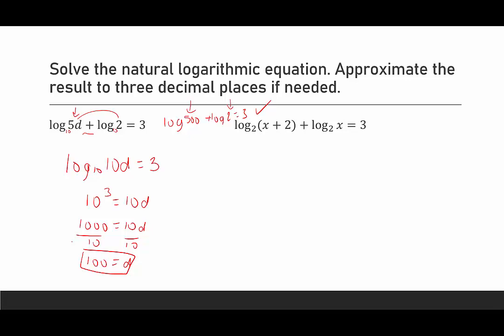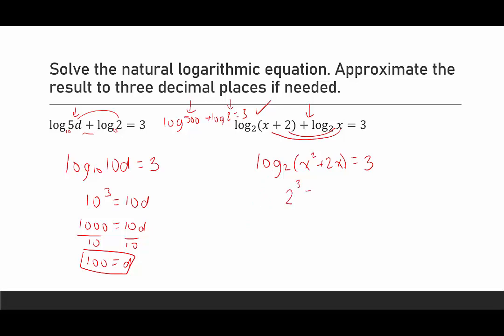Let's see, we might see one here. So we have log base 2 of x plus 2 plus log base 2 of x equals 3. We want to get this to one logarithm. Since they're separated using addition, that means we want to multiply the arguments. So this will be log base 2 of x plus 2 times x, which will be x squared plus 2x. So we've multiplied. That means I need to distribute x to x and to 2. And this equals 3.